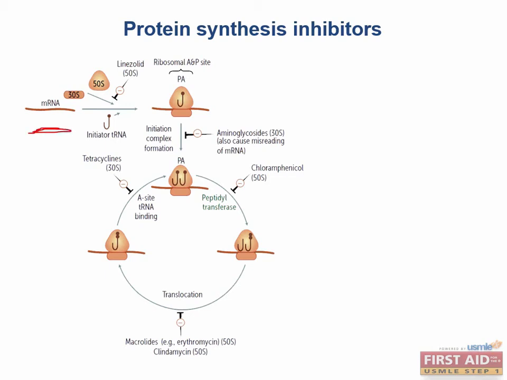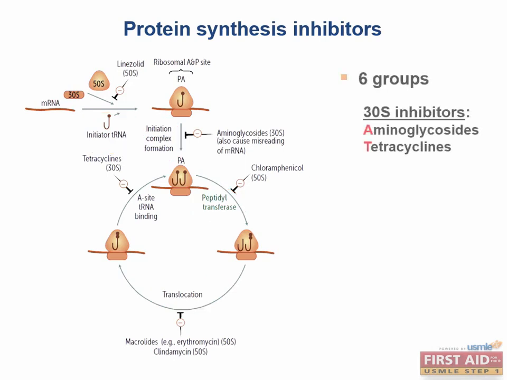Translation starts with an mRNA molecule binding to an initiator tRNA molecule. This forms the initiation complex. Once the initiation complex is formed, peptidyl transferase comes in and forms the peptide bond between the amino acid residues from the tRNA to the elongating polypeptide strand. Next, the elongating polypeptide strand is translocated and prepared for the next amino acid addition. Each step along the way is targeted by one or more antibiotics.